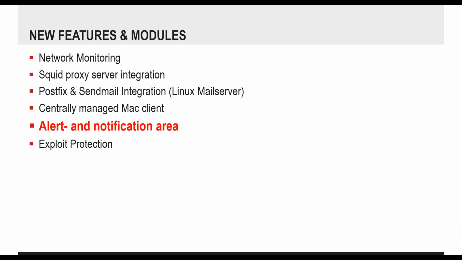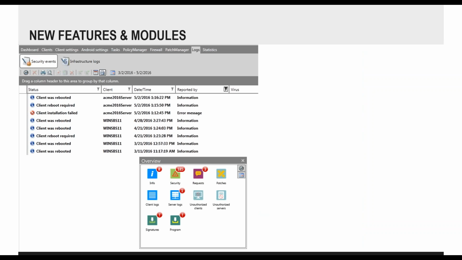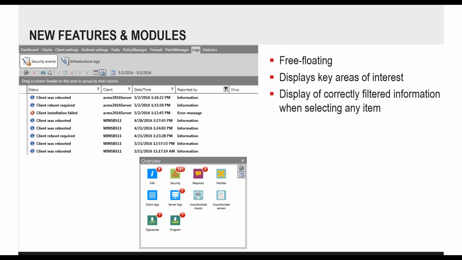So the next new module is the alert and notification area. What we have is a free-floating overview of events that have taken place. You'll see here in the bottom in that overview window, you can place this window anywhere you want within that management console. But clicking on any of the icons will take you directly to those logs where the information is to be found.